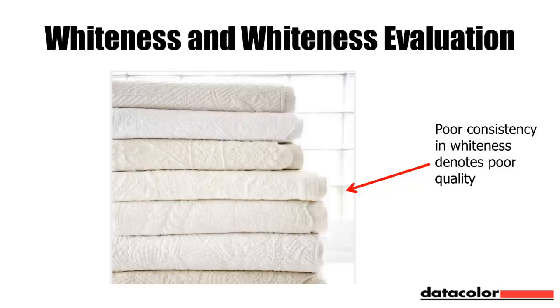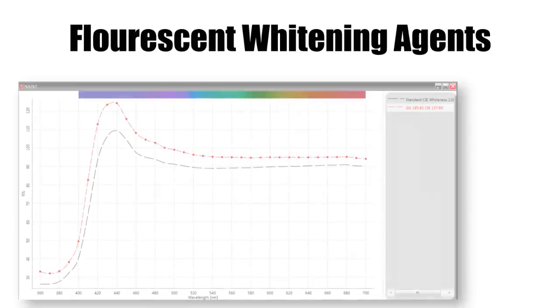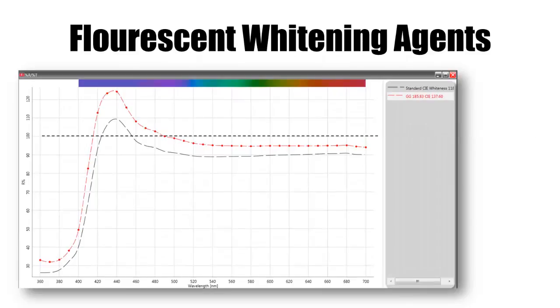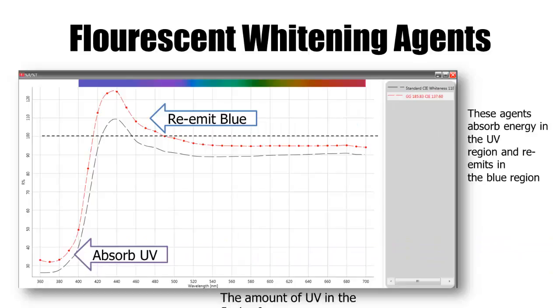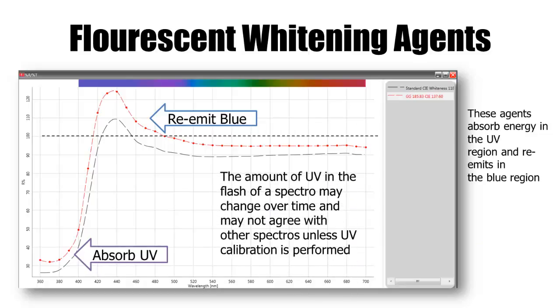The brightness of a white may be increased with the addition of fluorescent whitening agents. This adds a dimension of fluorescence which is not present in the normal non-fluorescent colors. The whitening agents absorb energy from the ultraviolet portion and re-emit it in the blue area of the spectrum.